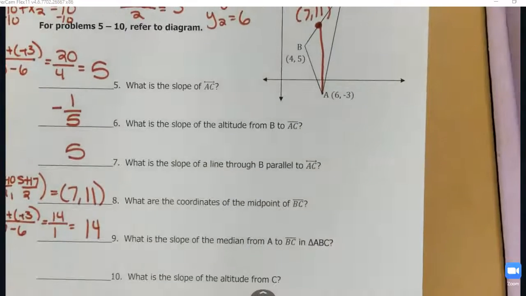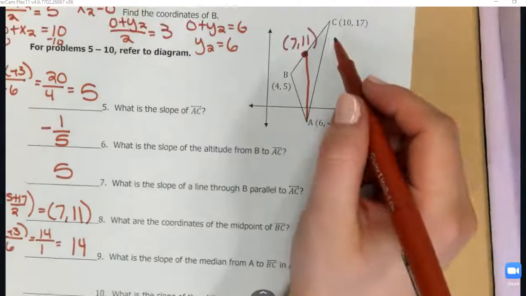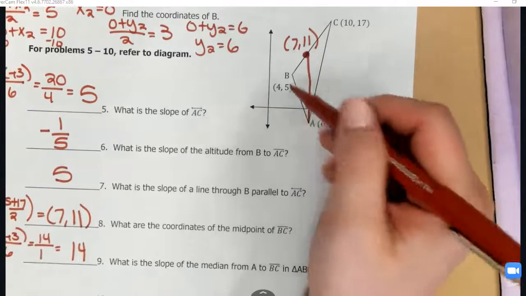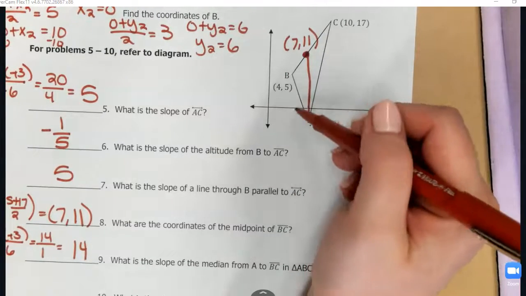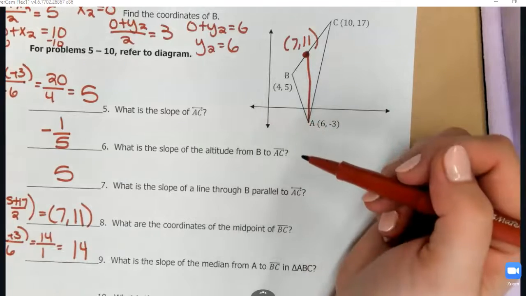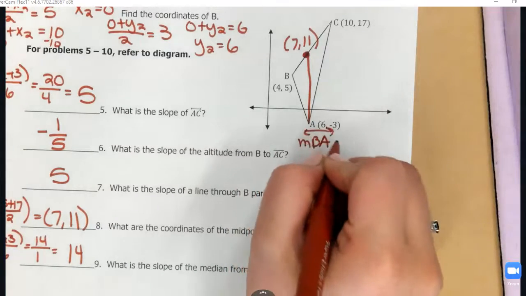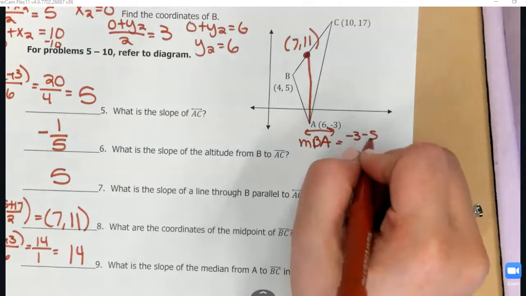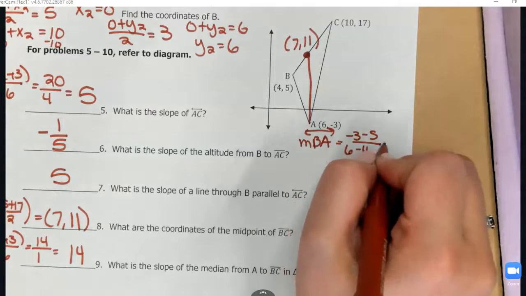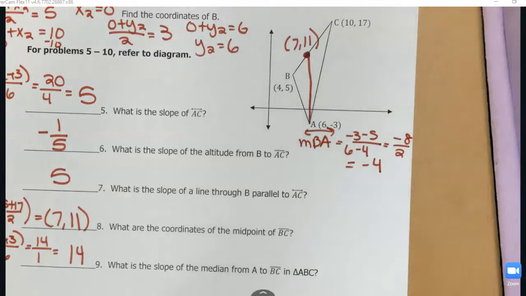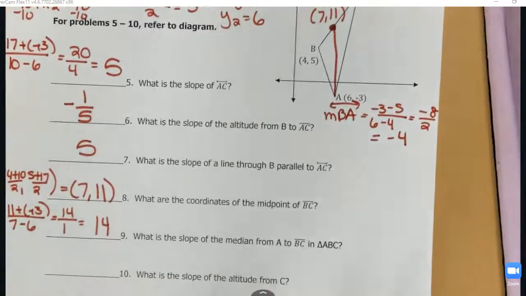Okay, lastly, number 10, what is the slope of the altitude from C? Well, if I have an altitude from C, that means it's going to BA, side BA. So I need to find the slope of side BA, and then the altitude would be the opposite reciprocal. So the slope for BA is going to be negative 3 minus 5 over 6 minus 4. And that's negative 8 over 2, which is negative 4. So my perpendicular slope, the opposite reciprocal, would be positive 1/4.